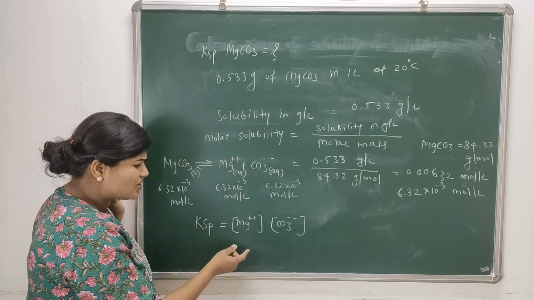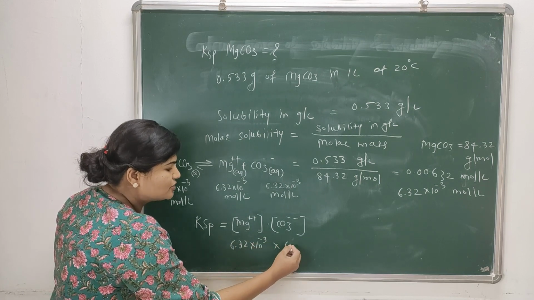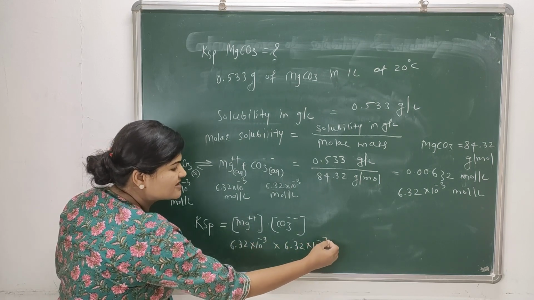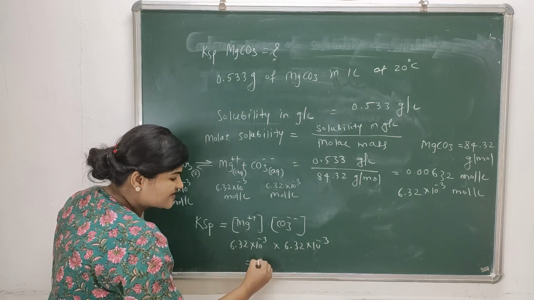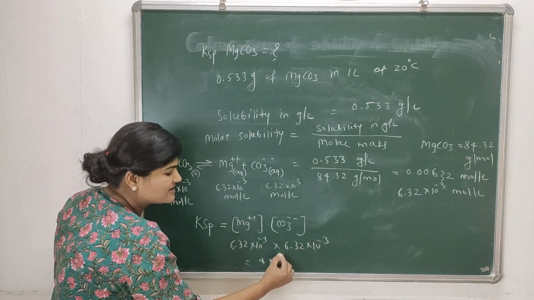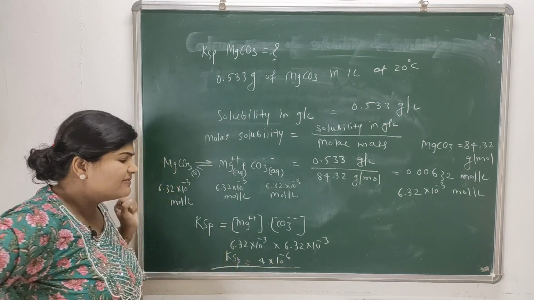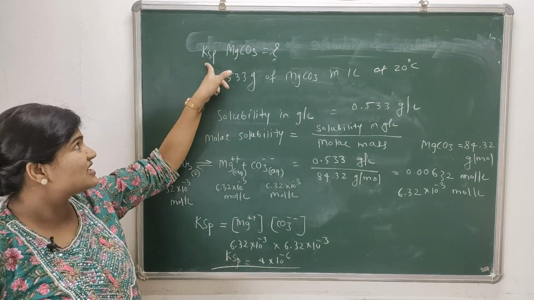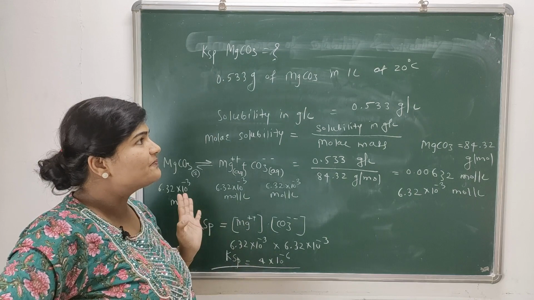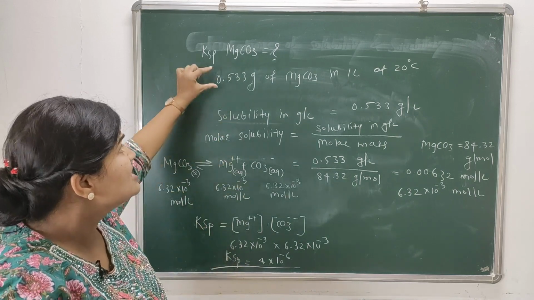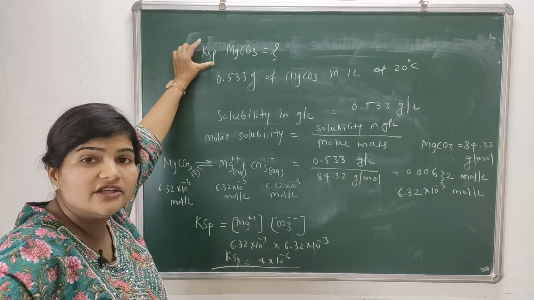Now I have the values, so I will directly put them in. 6.32 times 10 raised to minus 3 times 6.32 times 10 raised to minus 3. You just have to multiply 6.32 by 6.32, which comes to about 4, and minus 3 plus minus 3 comes to minus 6. So 4 times 10 raised to minus 6 will be my KSP value for magnesium carbonate, which I have figured out. This is how we solve problems where we are given the solubility in gram per liter and have to convert it into KSP.